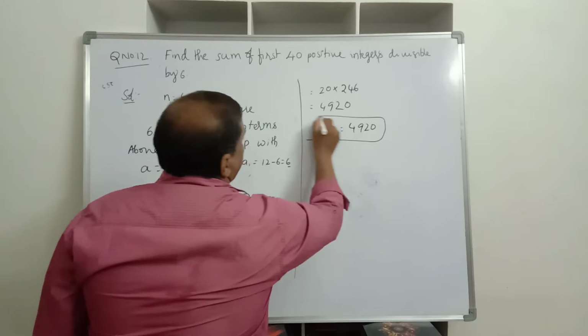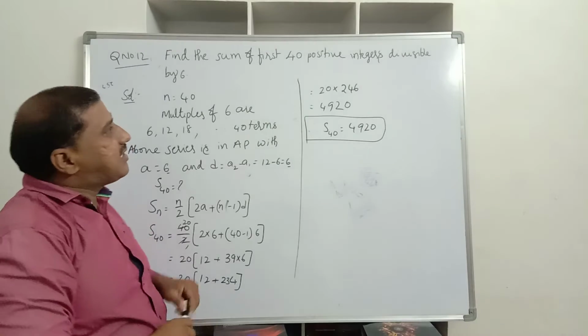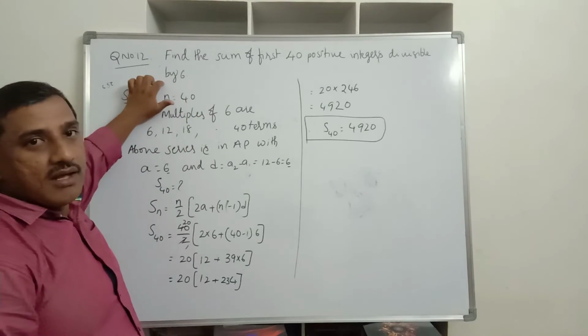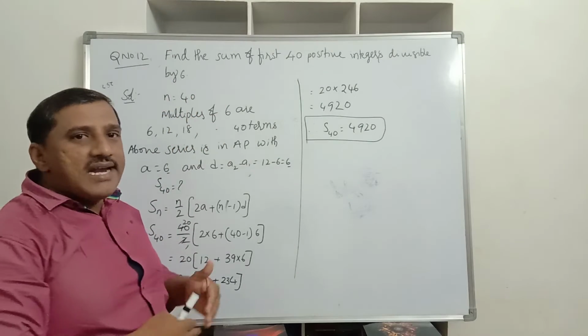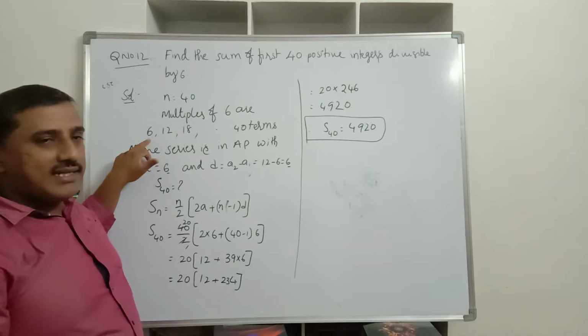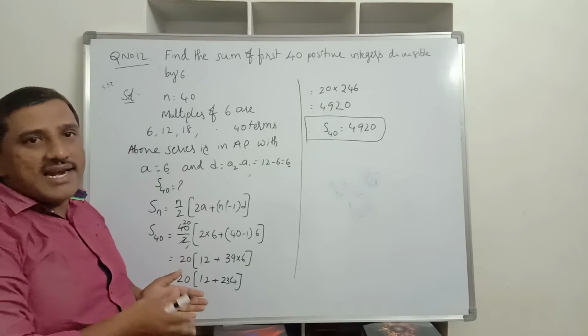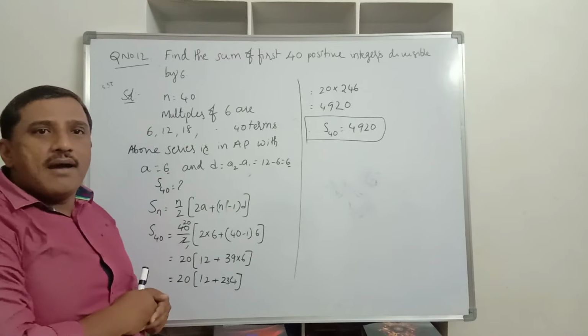4920. So like this we will find the sum of first 40 positive integers divisible by 6. So we need to identify the multiples of 6. The first multiple of 6 is 6, then 12, 18. The succeeding multiple we get by adding 6 to its preceding multiple.